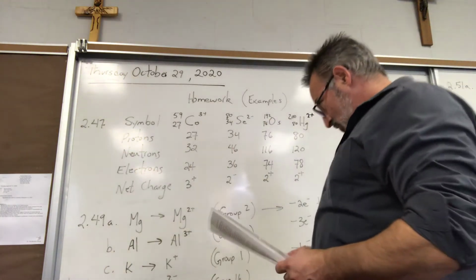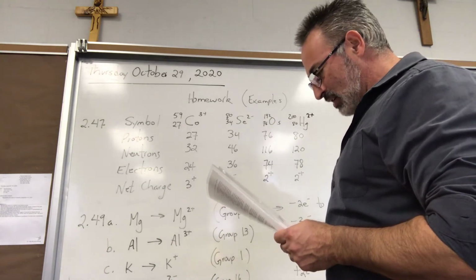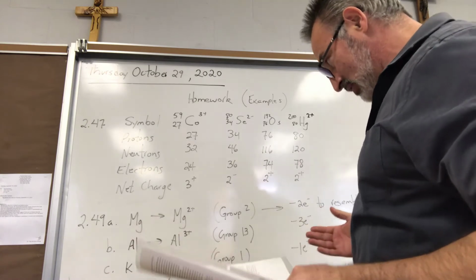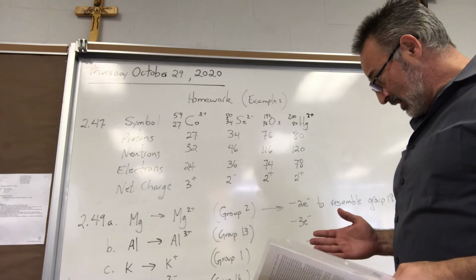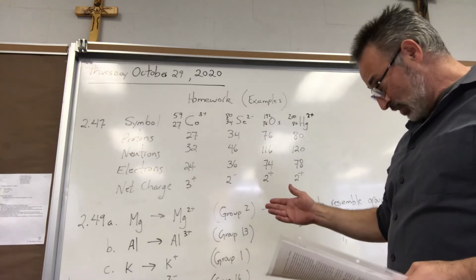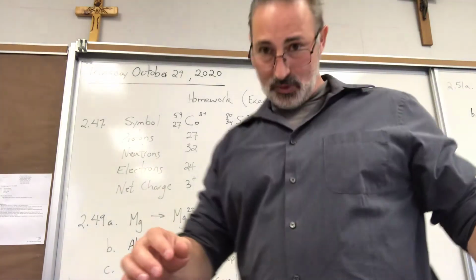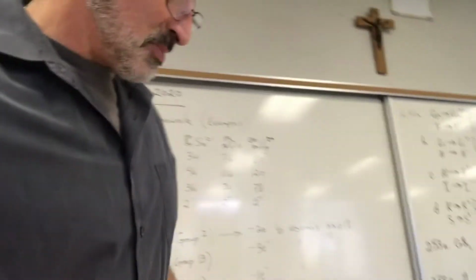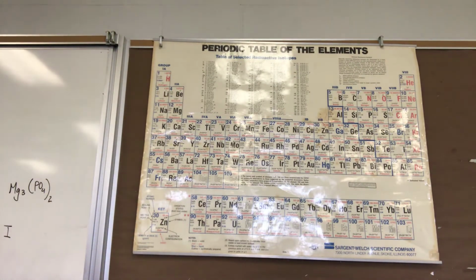Okay, so the next one is 249. It says, using the periodic table, predict the charges of the ions of the following elements. And the way you predict the charge of an element is you look at its place on the periodic table, and whatever group it's in will tell you what charge it's going to get. And if that doesn't work for you, you can look at the element's position on the periodic table and ask yourself how many jumps you have to do to get to the closest noble gas.